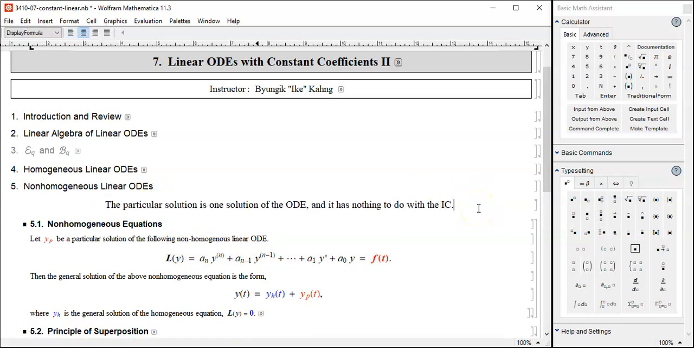The particular solution is just one solution of the ODE, and it has nothing to do with the initial condition. It's just one solution. It doesn't have anything undetermined. If it had, then changing the undetermined parts, you would get more than one function. That's not the case. There's nothing undetermined. So if you put it into the initial condition, you just have pass or fail. You don't have any equations to determine those undetermined coefficients. No, it doesn't work with the IC at all.